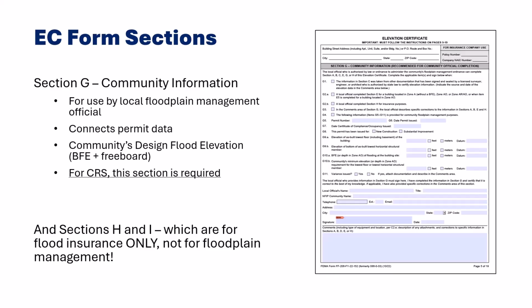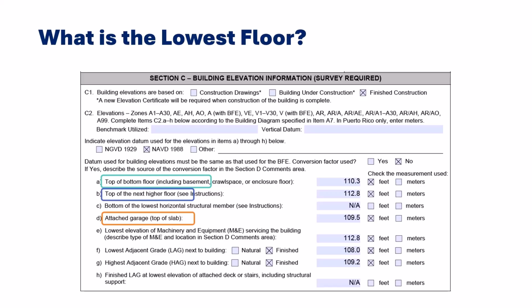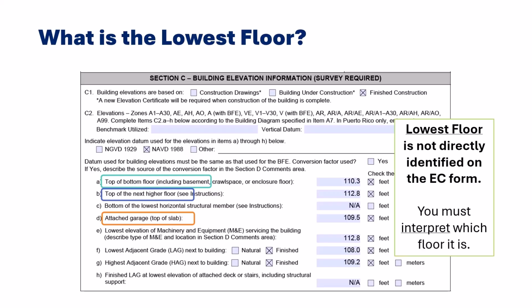Sections H and I of the form are new and for flood insurance purposes only. They're not for use by the floodplain manager. They do not collect enough information for you to determine the building's lowest floor. And if we take a close-up of Section C, you'll notice that the lowest floor is actually not a field anywhere on the elevation certificate. It's not directly identified on the EC form, so it's not directly measured by the surveyor. You as the floodplain administrator must interpret which floor it is.